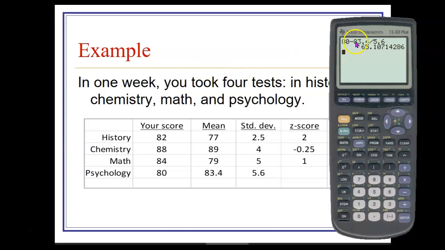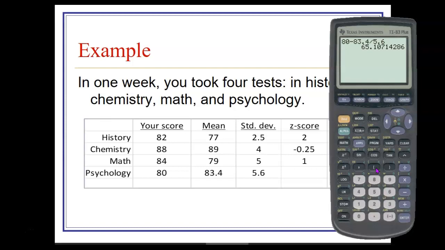We're supposed to subtract before we divide, but the calculator does division before subtraction, unless I put in parentheses or something to tell it otherwise. So it first divided 83.4 by 5.6, and then it subtracted that from 80, which is not what we want. So the correct way to calculate this, at least if you're doing it all in one step, would be to put parentheses around the numerator, around the whole thing that you're dividing.